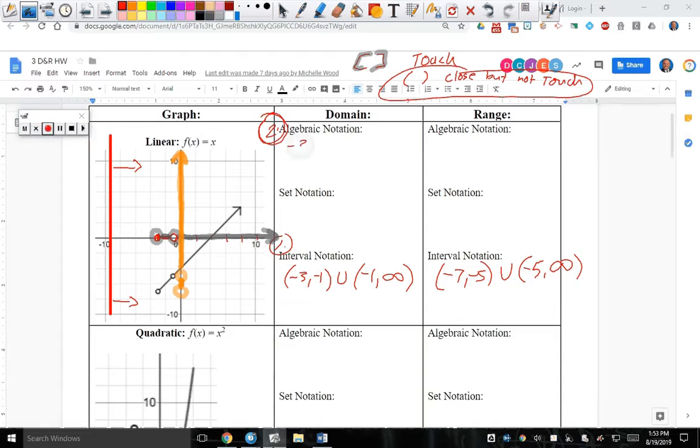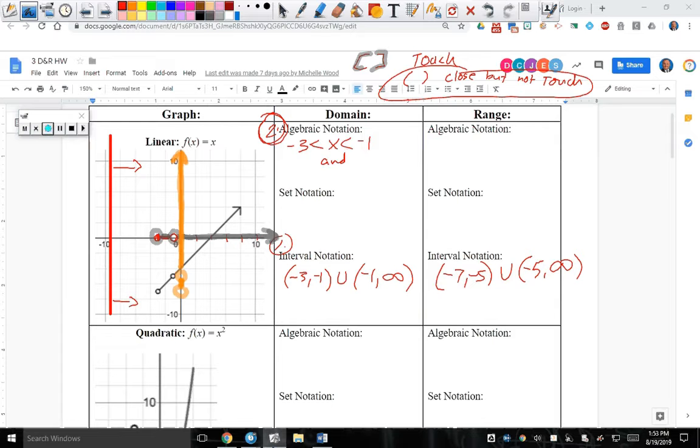-3 is less than x, which is less than -1. Perfect. Why did we not put equals? Because it's parentheses and not brackets. Brackets are touching, just like equals is touching. Okay? And then we're going to put the other one from -1 all the way to infinity.